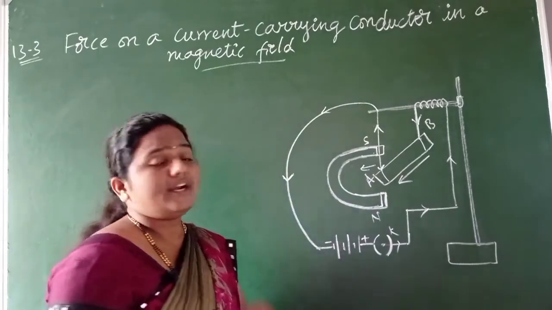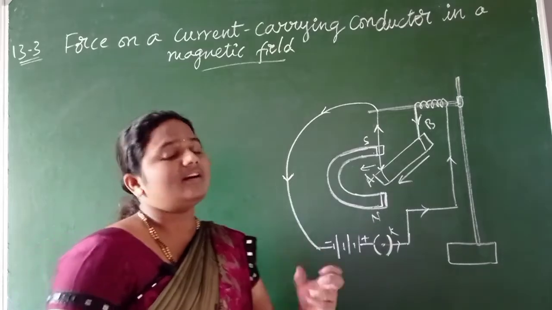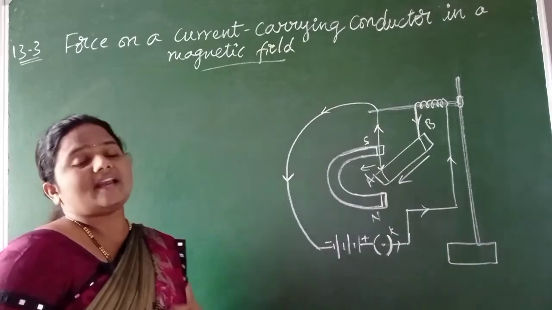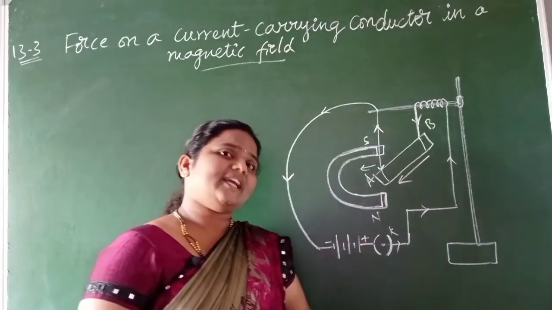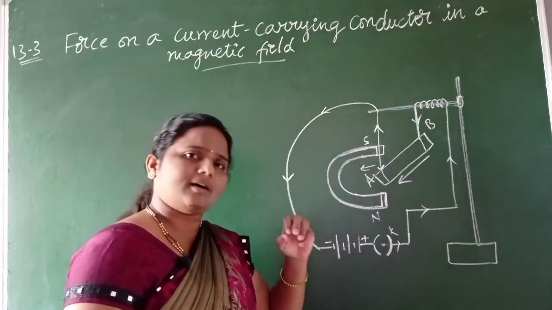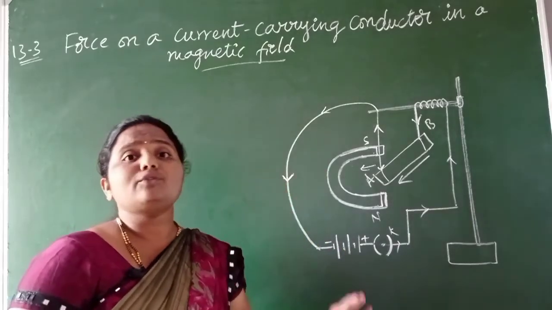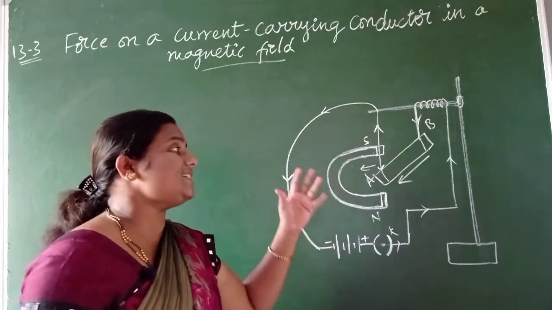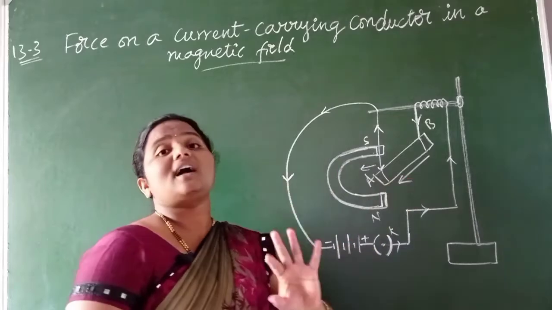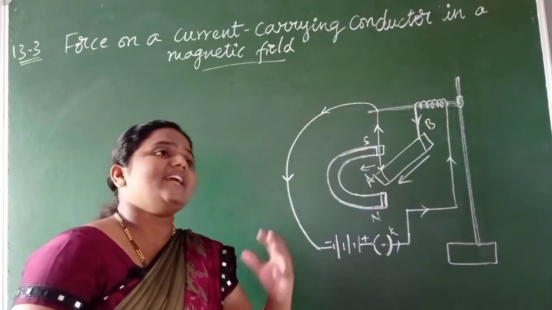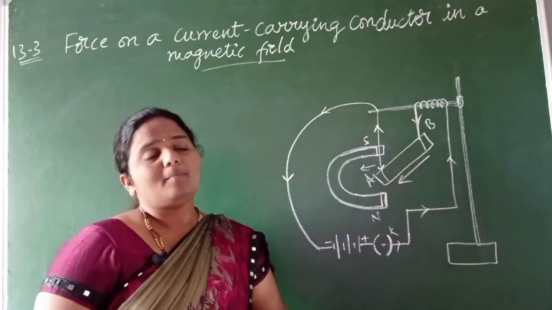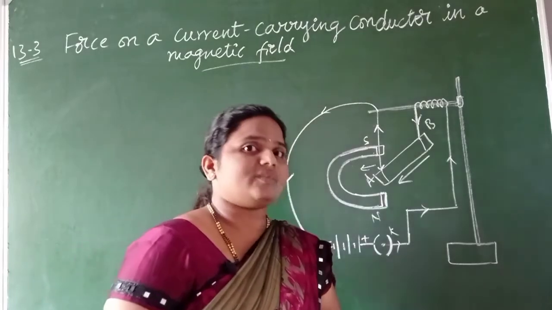So children, in today's class we are learning a new concept called force on a current carrying conductor in a magnetic field. This topic will give an idea of how force is exerted when a current carrying conductor is placed in a magnetic field, and in what direction the force is exerted, we are going to learn.